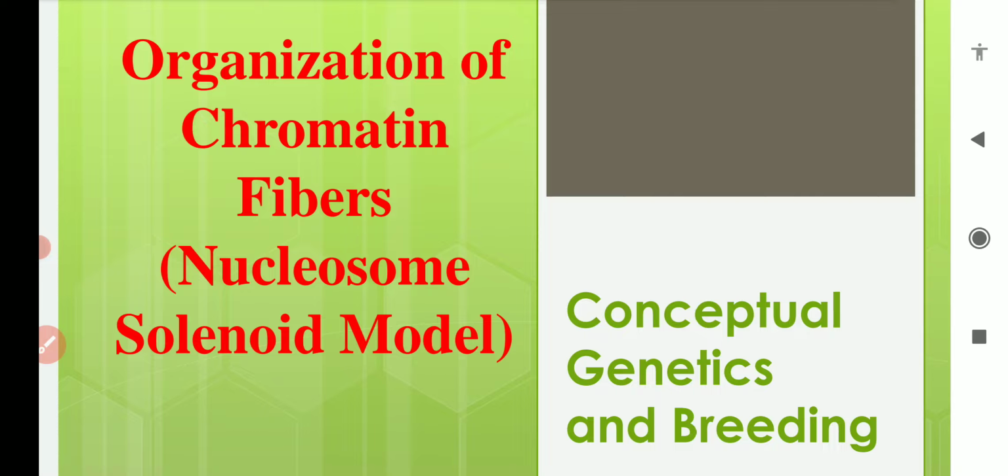So in today's video we are going to discuss the organization of chromatin fibers, meaning how this chromatin fiber is formed by using different components. The components of chromatin fiber we have already discussed in our previous video: what chromatin fiber is, what the different components are by which it is formed, and how it is present in the chromosome. For the formation of this chromatin fiber, a model has been given that is known as the nucleosome solenoid model. So we will discuss this model in detail in this video.